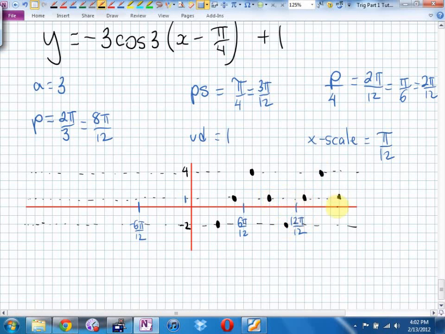Hey, let's go to the left. Where will I be here? Yep. How about one, two? Here. How about here? Good enough.